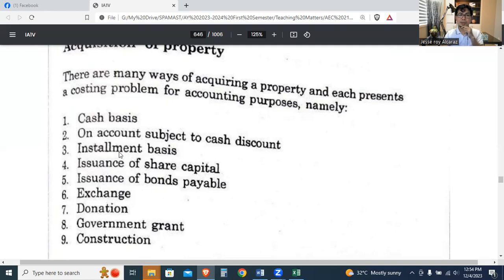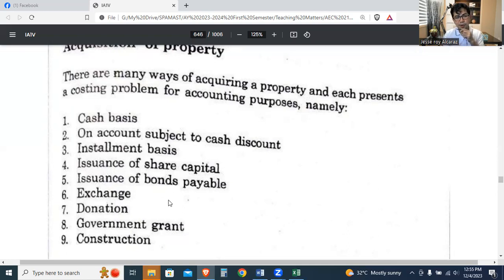We also have installment basis, which is the most common. Number 4, issuance of share capital. So let's be reminded that share capital is that, if you remember the accounting equation, asset is equals to liability plus equity. Dito sa share capital, the equity section, when we issue shares, we are actually issuing or sharing the ownership of the business. So sa issuance of share capital, it means that, okay, we will be purchasing this equipment pero dili na magbayad og cash.